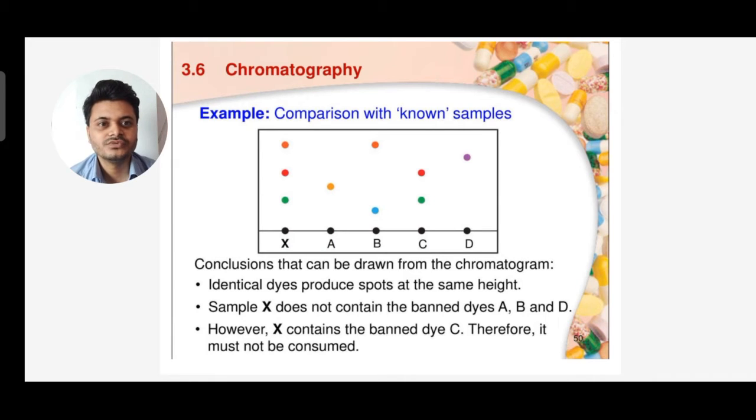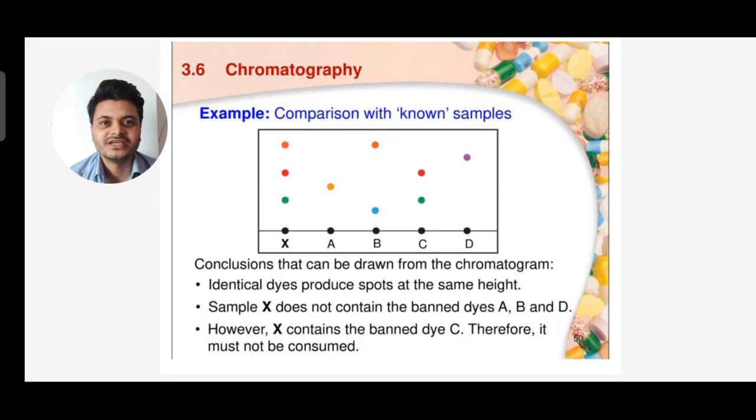You can see an example of chromatography here, the comparison with known samples. You can see the conclusion that can be drawn from the chromatogram. There is a chromatogram, and you can see the different colors. Identical dyes produce spots at the same height, whereas sample X does not contain the bands of dyes A, B and D. However, X contains the band of dye C. You can see the red one is there. Therefore, it must not be consumed.